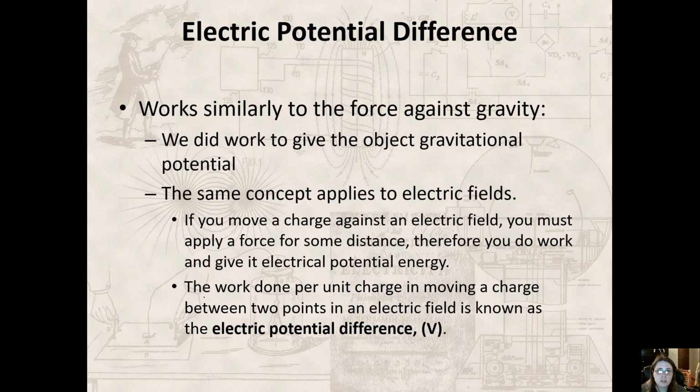When we did work against the force due to gravity, we created a gravitational potential. We gave the object a gravitational potential energy. And the same procedure applies for electric fields. If you move a charge against an electric field, you must apply a force for some distance. Therefore, you're doing work and you give it electrical potential energy. The work done in order to move that charged object is called the electric potential difference, or V.